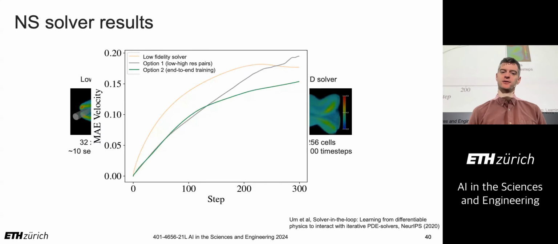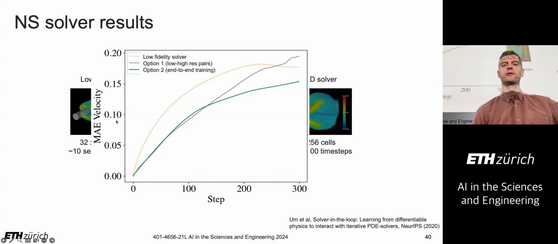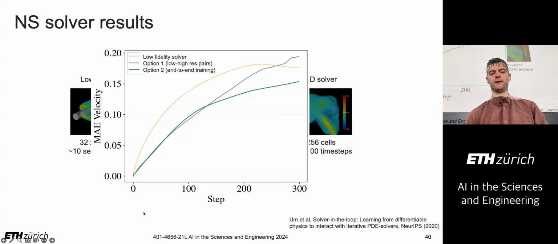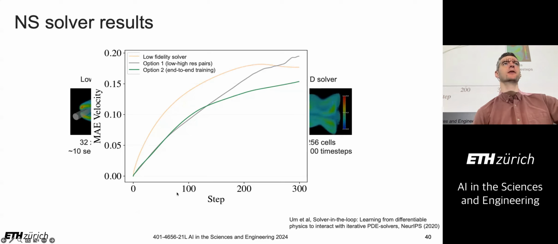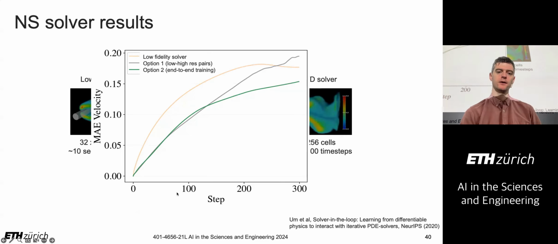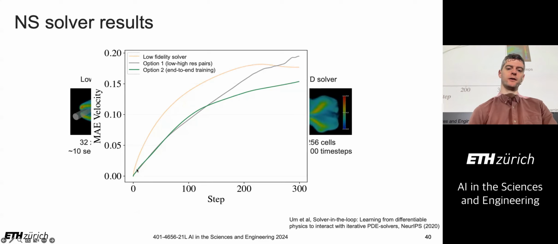So this is the mean absolute error of the velocity. This is just the test error, comparing the output of the various solvers to the high fidelity ground truth, as a function of step of the simulation. The orange or yellow curve here is the error as it accumulates in the low fidelity solver. You can see it starts with zero error, and then rapidly it starts to explode.